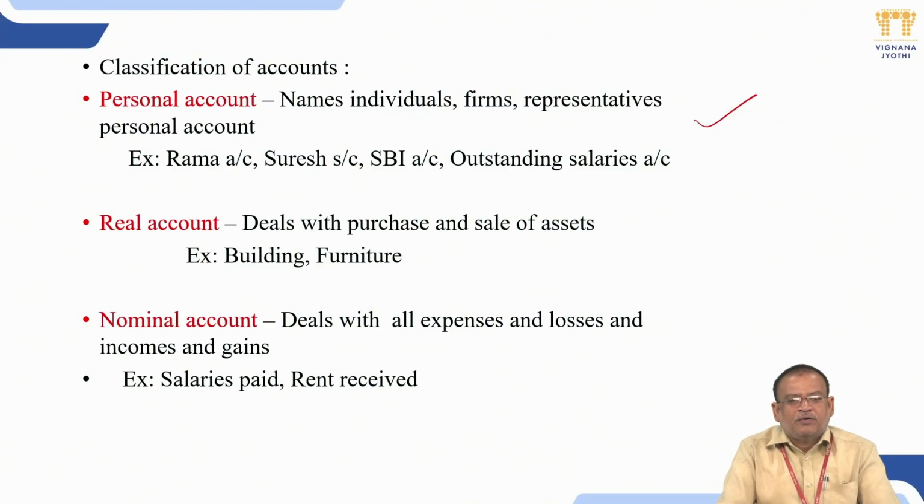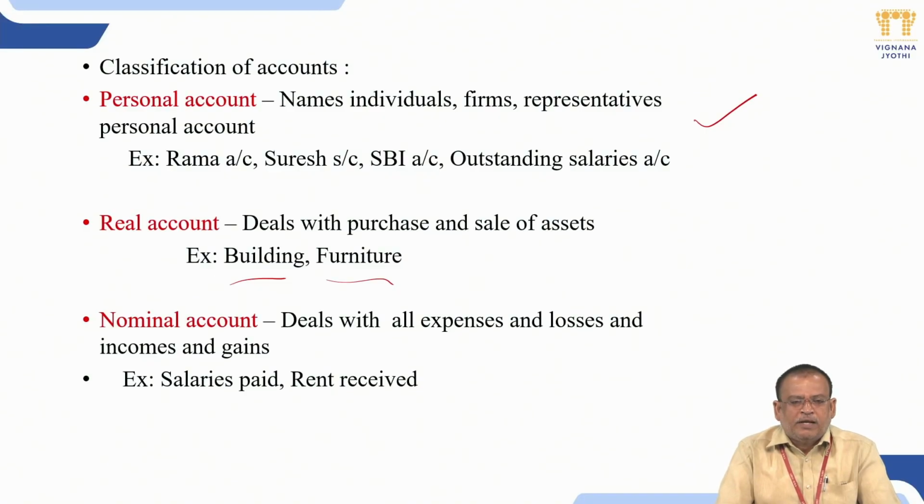Next one is real account. It deals with the purchase and sale of assets. So what do you mean by asset? Anything which gives long-term benefit comes under asset. Anything whose benefit extends more than 1 year comes under fixed assets, and whose benefit is below 1 year comes under current assets. Examples of assets: buildings, furniture, motorcycles, vehicles, patents, registered trademarks. These all come under assets.